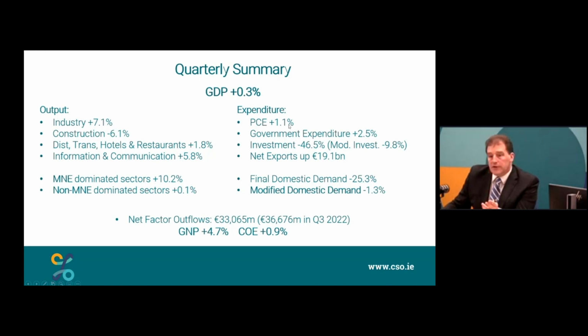But on the expenditure side, we see consumption growing by 1.1, government expenditure up. Modified investment is the story I've been telling you throughout the set of slides, down 9.8. Combining that modified investment with the consumption and government expenditure gives us the MDD result, modified domestic demand, down 1.3. The new COE data is in there too, with 0.9% growth. So a lot of the domestic indicators are giving us small positive growth, but the MDD is being brought down by the investment data. That's the summary I have for you today.